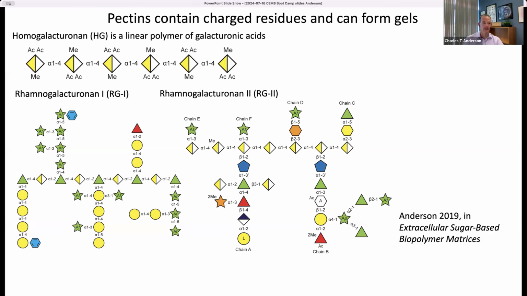wall, we think. There are three different major domains of pectins. The most abundant in some cases is called homogalacturonan. It's a linear polymer of galacturonic acids that are linked by alpha-1,4 linkages this time. And its carboxyl groups can be methylesterified or demethylesterified. If they're demethylesterified, the pectin becomes negatively charged and can be cross-linked by calcium.